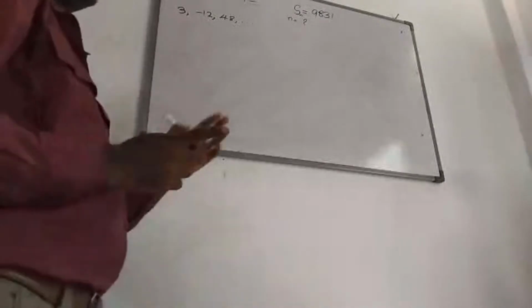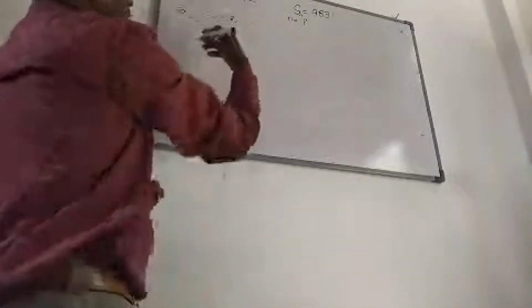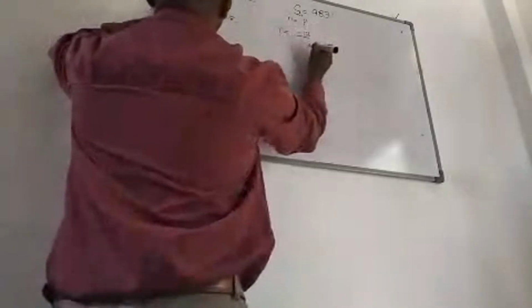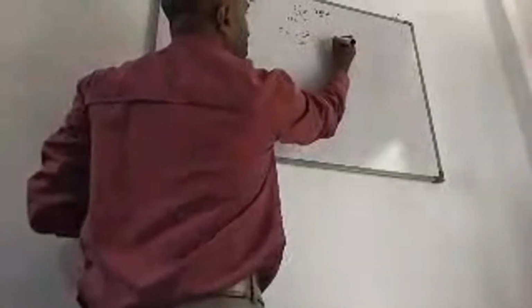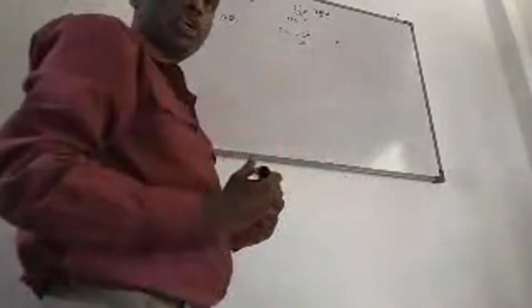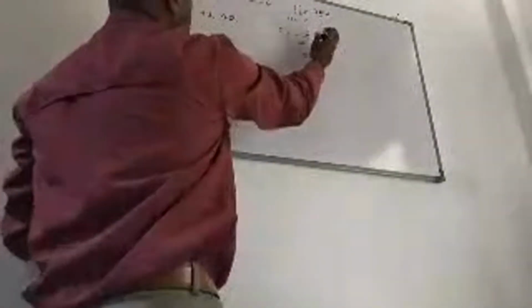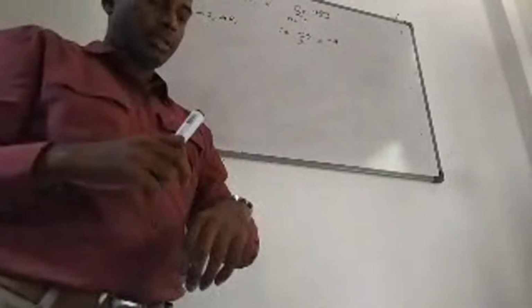By looking at this geometric progression, you can find what the values of a and r are. a is automatic, it is 3, no? r is any term other than the first term divided by the preceding term. Negative 12 divided by 3 is negative 4. Now you have the data, and we need to find n as we did earlier.